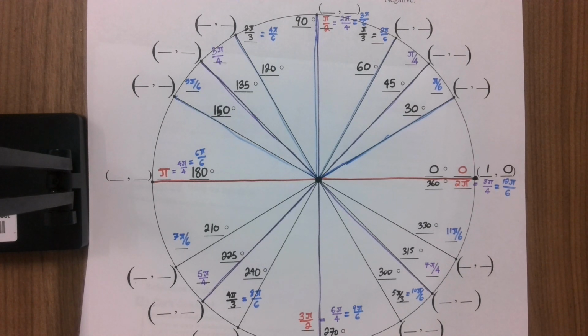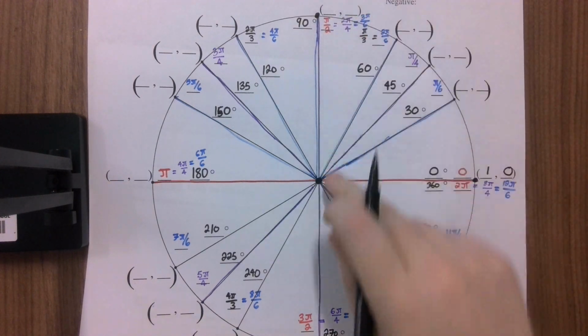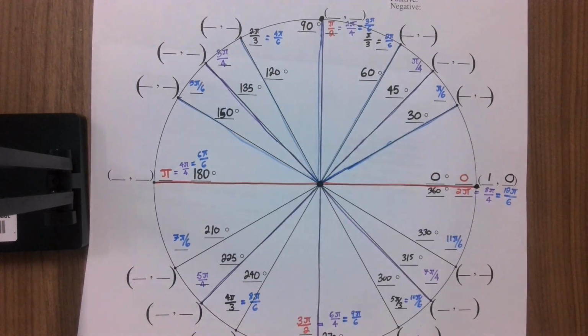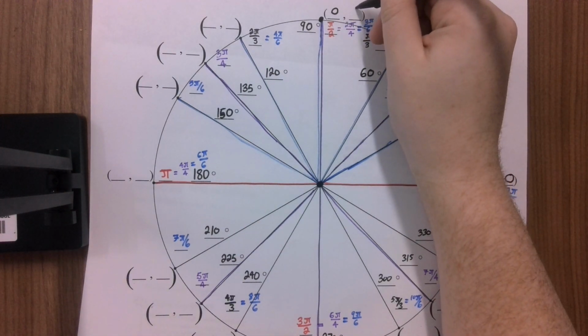Okay, let's go over to 90 degrees. If we're just going straight up on our y-axis, well, the x value is 0, but the y value is 1.